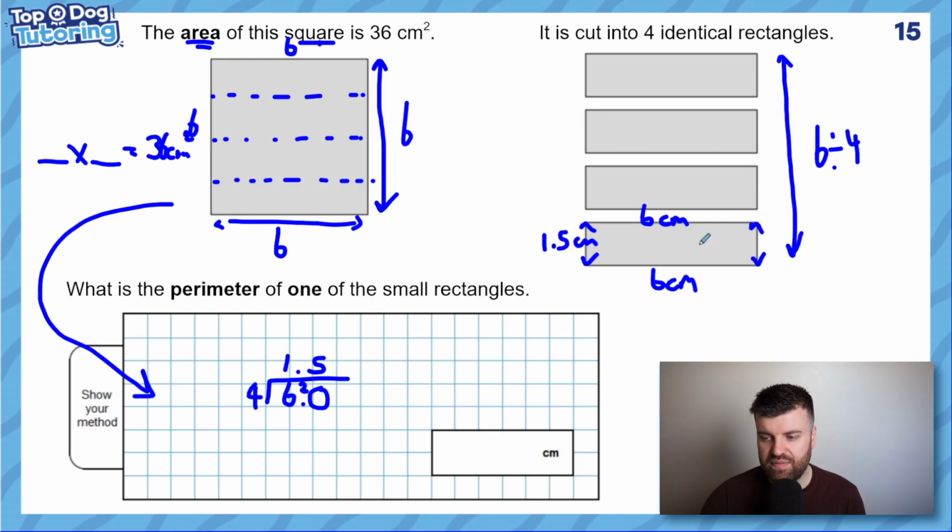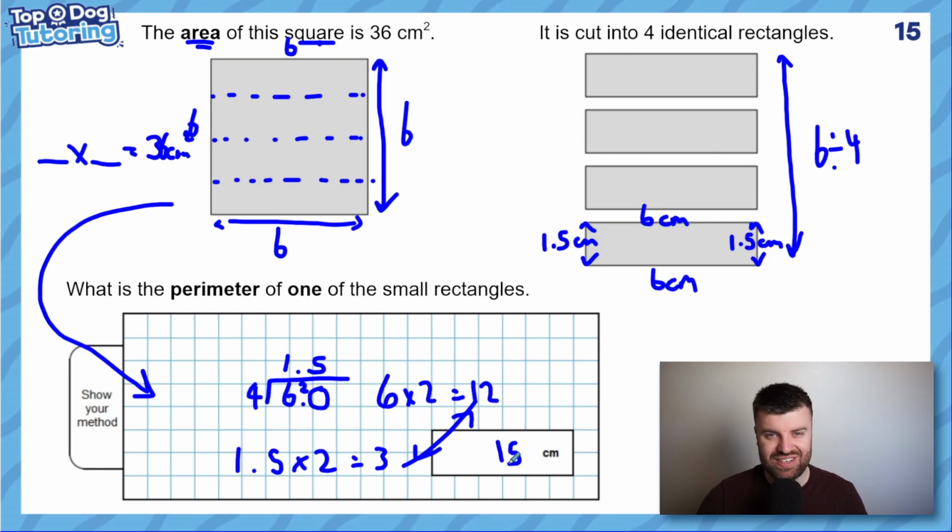Once we've got all of that, we can use any of the methods we looked at earlier. We can just add them all up. We can double them, whatever we want to do. 1.5 times 2 is 3. 6 times 2 is 12. Add them together and we get 15 centimeters is the perimeter of the shape.